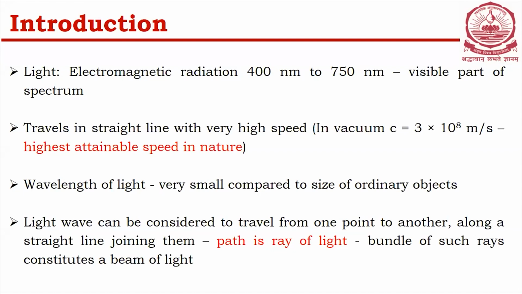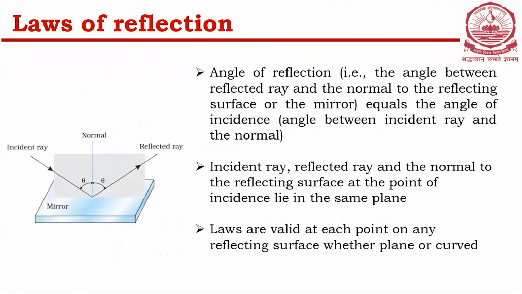But when you go for interference, diffraction, polarization and other things, we have to consider light as a wave, and Huygens wave theory of light. The bundle of such rays constitutes a beam of light. Light is an electromagnetic wave and it is a transverse wave. You know that it consists of both electric and magnetic vectors which are perpendicular to each other and perpendicular to the direction of propagation.